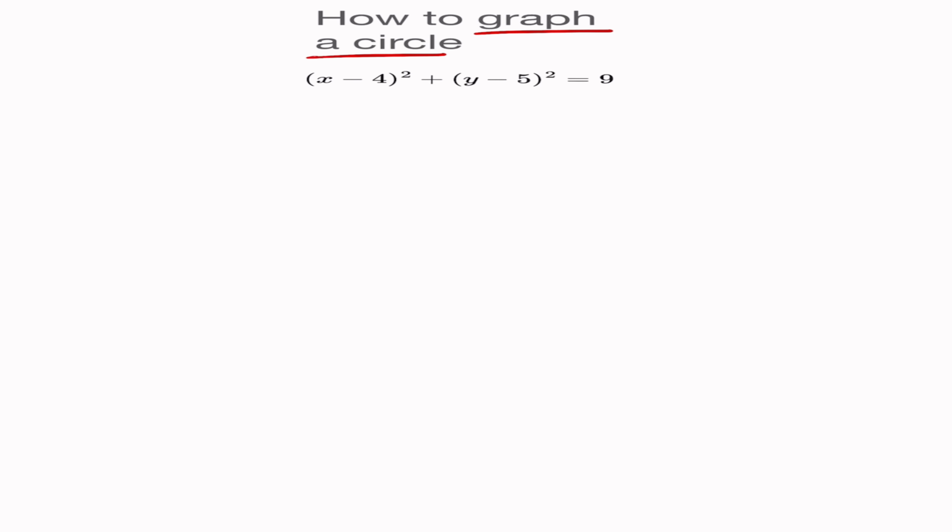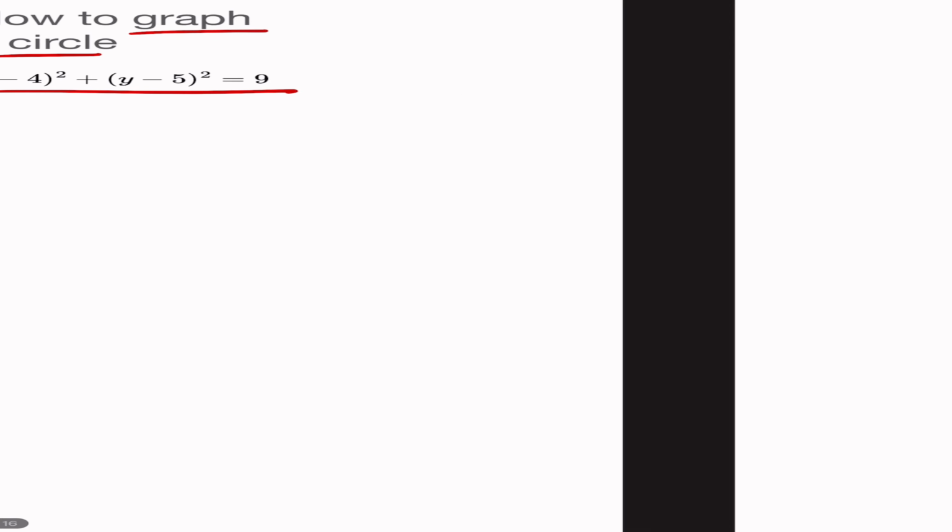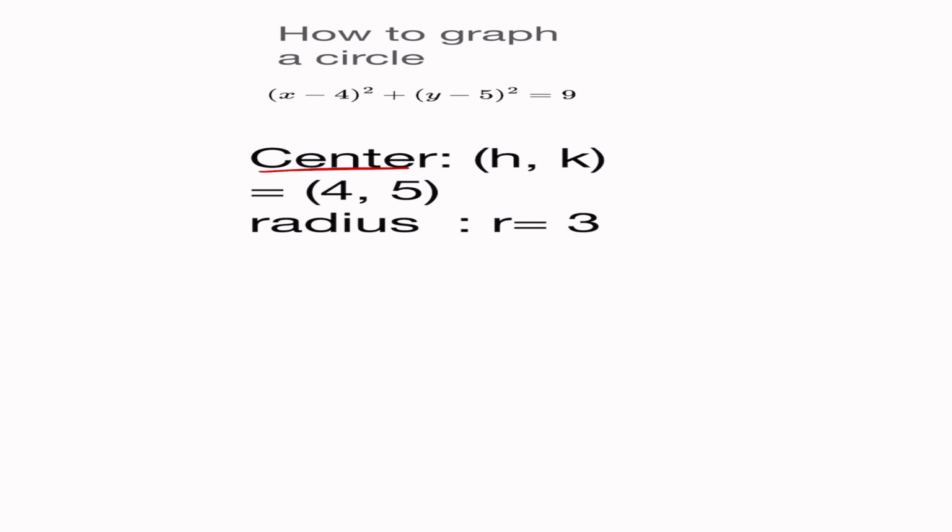Let's graph a circle in a minute. So let's say you have an equation like this. First we have to find out the center. The center here, since it's -4, is going to be 4. Since it's -5, it's going to be 5, right? And since it's 9, the radius is going to be the square root of 9, which is 3. So we have the center and radius.